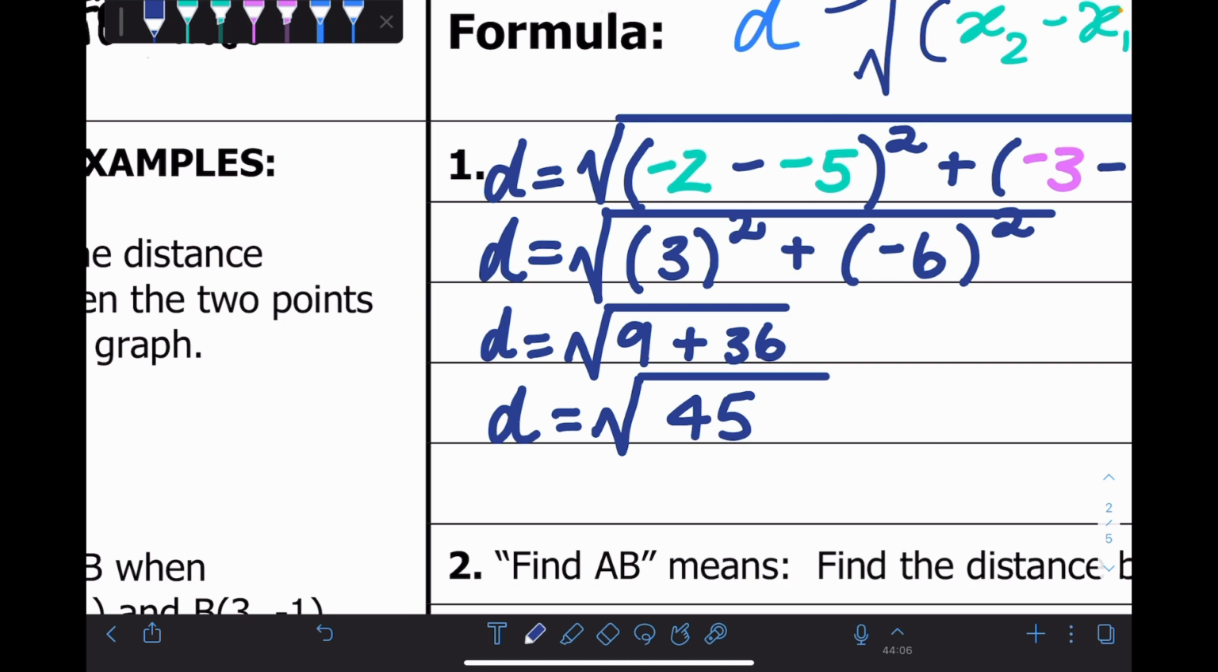And we can put the square root of 45 in our calculators. I have my calculator in my school bag, which isn't on me right now. That's silly. I should always bring my calculator. Why am I not prepared for this? I'll get it in a moment.